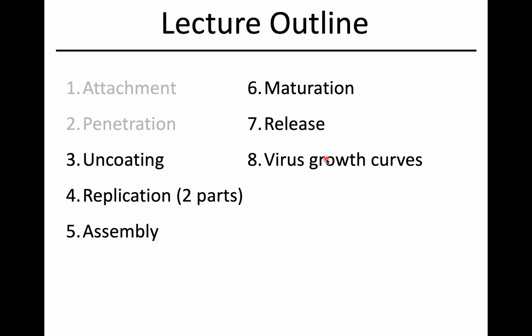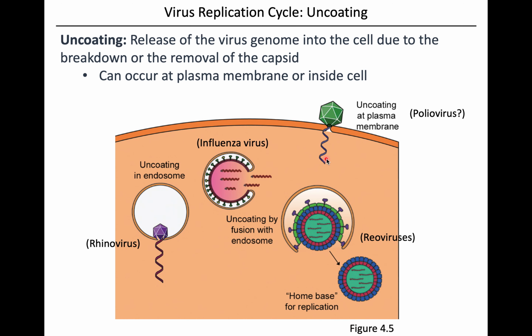All right, let's talk next about uncoating, which again is the step of actually getting the genome out of the viral capsid so that it could be replicated, so we can make copies of the viral genome, which will then be used as blueprint for making new virus particles.